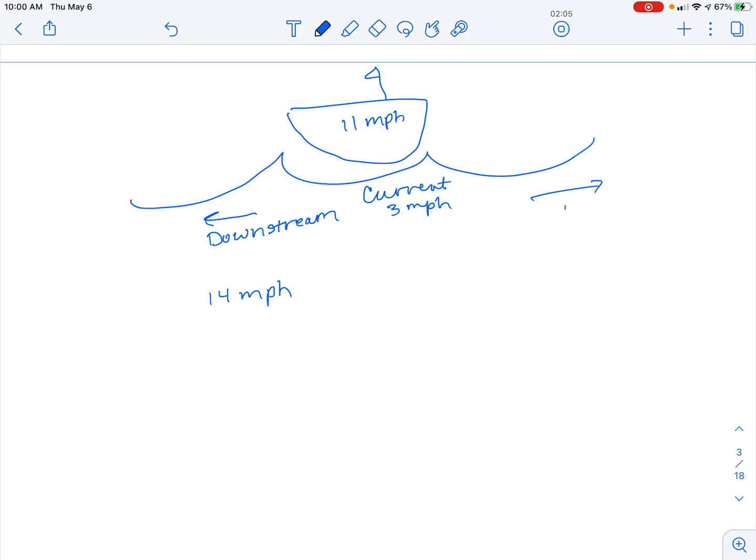Now let's say it turns around and wants to head upstream. When you go upstream, you're going against the current, so you're going to have to deduct from your rate. The boat can still travel at 11 miles per hour, but since you're going against a current of 3 miles per hour, you deduct 3 off of your 11, and that means upstream you would actually be traveling at 8 miles per hour, because you're fighting that current.